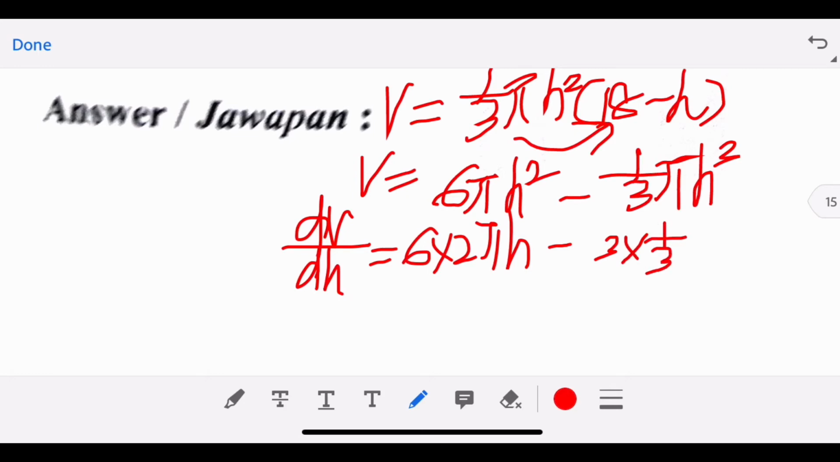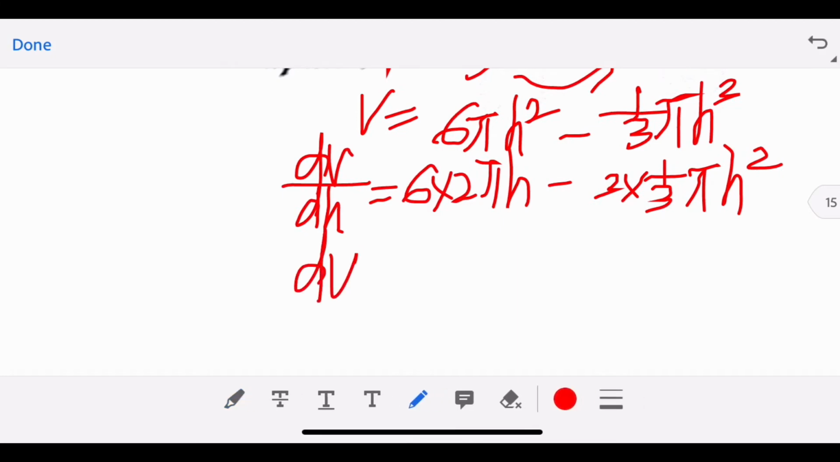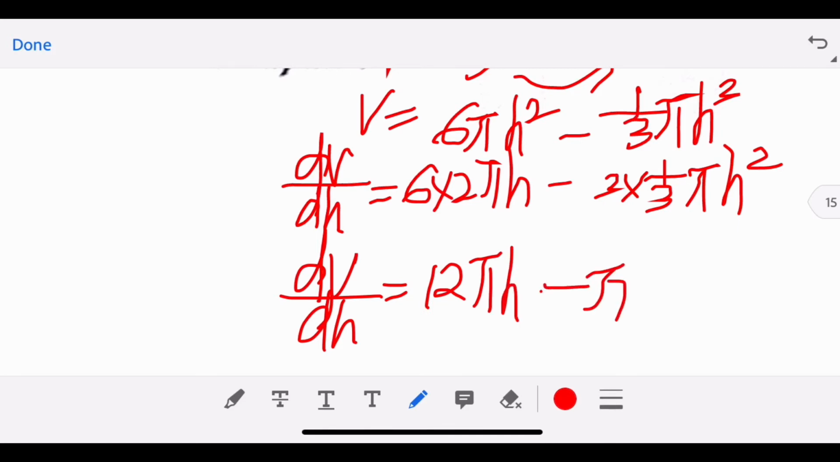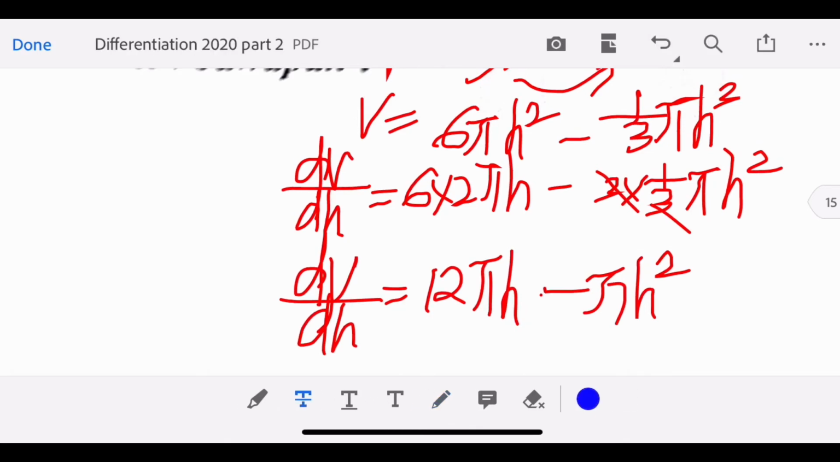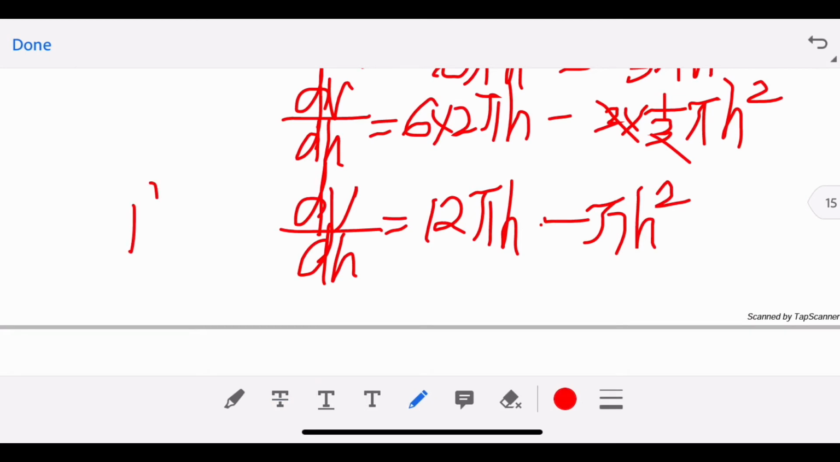This is how you do differentiation. Make sure the power is going down one step. After you get the dV/dh, actually you can substitute the h inside there to get the value of dV/dh. So later I will substitute. The h is given as 3. Alright, so that's the first step. You differentiate from the formula given.